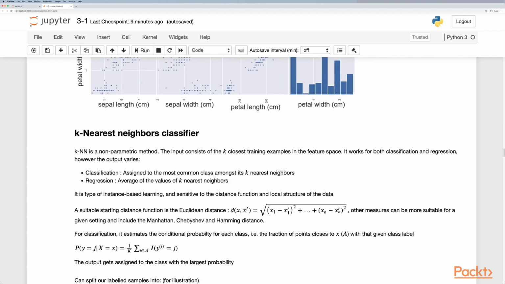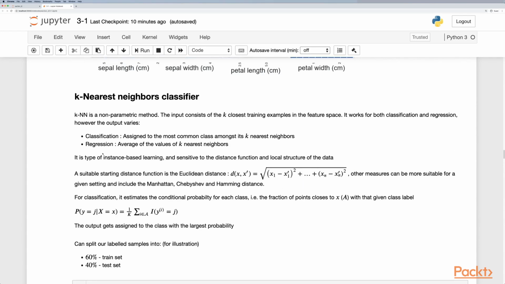Scattering. Getting on to our first machine learning method. The ideal one to start with is a k-nearest neighbors classifier, which is a non-parametric method, meaning it doesn't actually learn parameters at the end of the day, and actually consists of choosing the k closest training examples from the feature space to predict the output. It works for both classification and regression. However, the output varies, of course. In classification, we assign it to the most common class amongst its k nearest neighbors. And for regression, we take the average of the values of the k nearest neighbors.